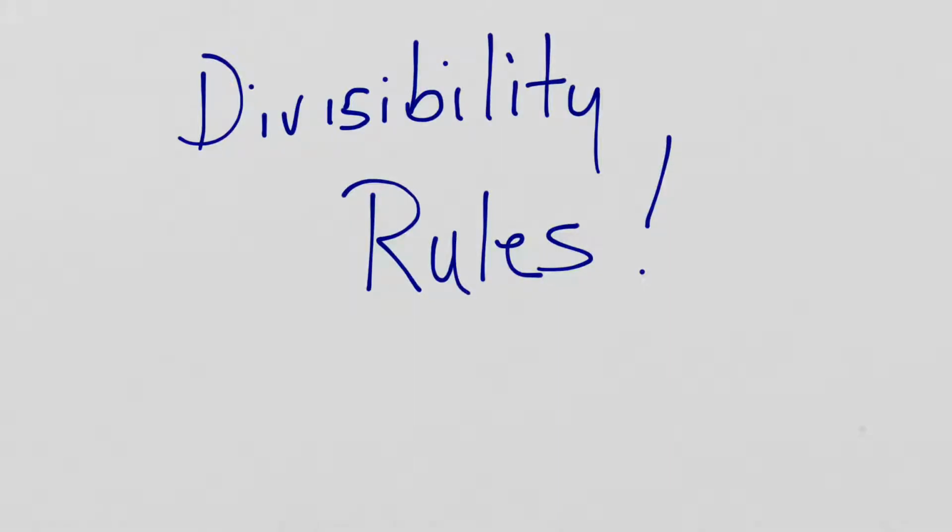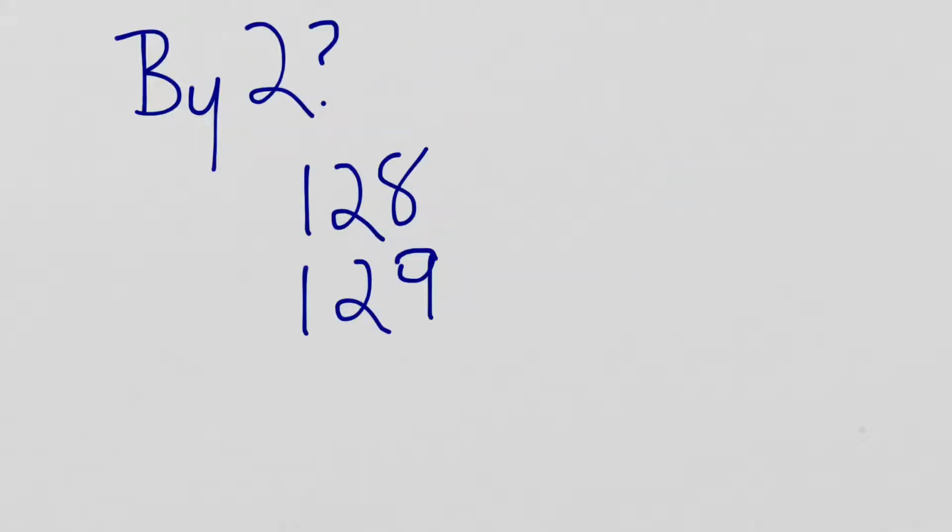Hello, welcome to our talk on divisibility rules, how to figure out if any number is divisible by an integer between 2 and 10. So let's get started. Of course we get started with the number 2, and the rule for number 2 is very easy. Does the number end in a digit that is either 0, 2, 4, 6, or 8?